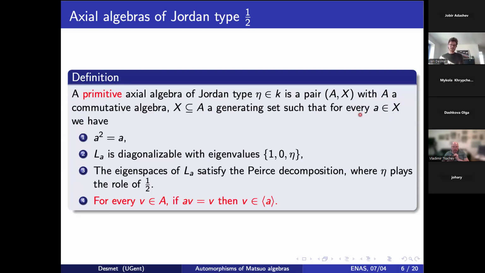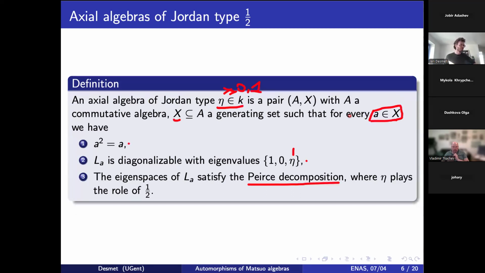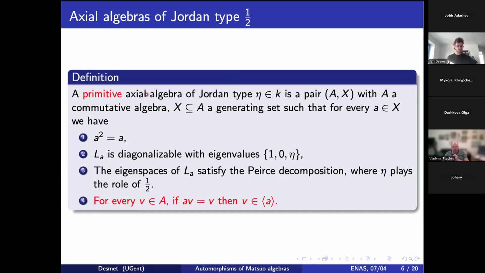Then a little extra condition, which is maybe a little more technical, or sorry for the constant sliding. I don't know what's happening.